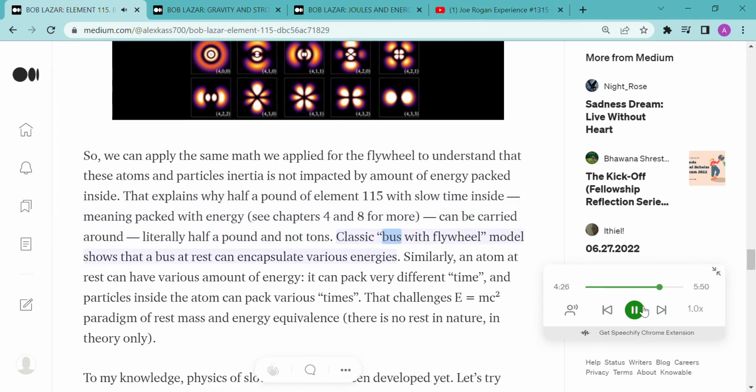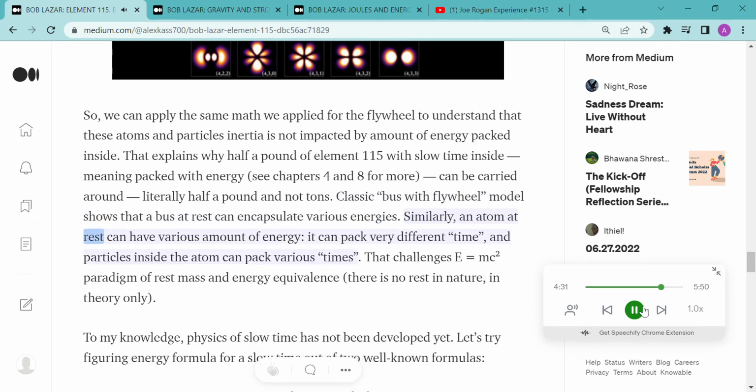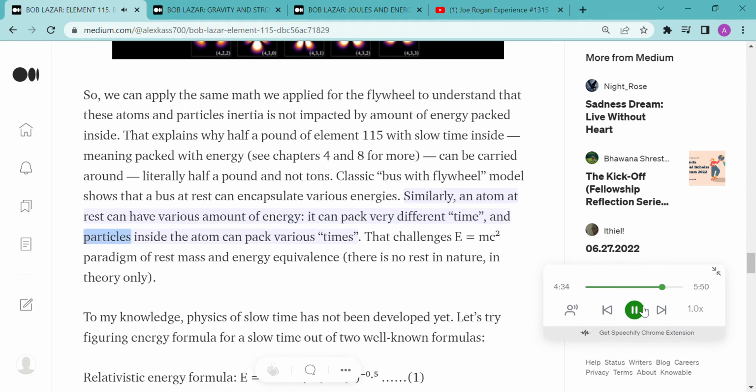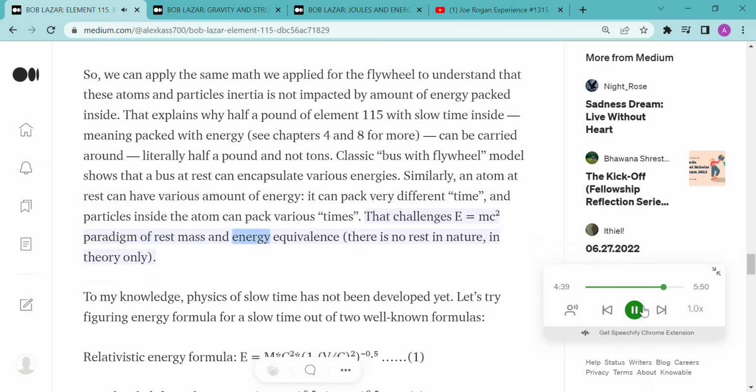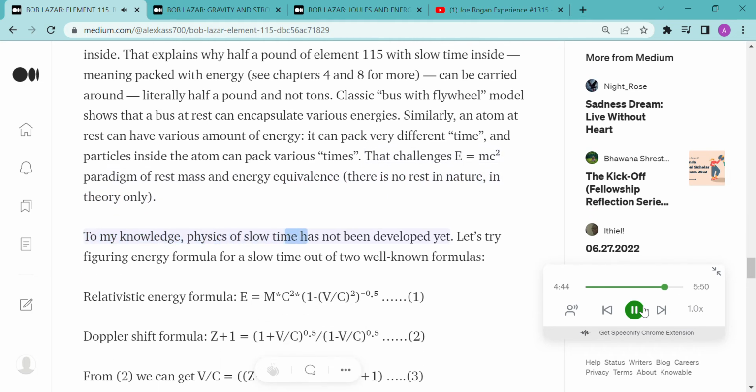The classic bus with flywheel model shows that a bus at rest can encapsulate various energies. Similarly, an atom at rest can have various amounts of energy, it can pack very different time, and particles inside the atom can pack various times. That challenges the E equals mc squared paradigm of rest mass and energy equivalence. There is no rest in nature, in theory only. To my knowledge, physics of slow time has not been developed yet.